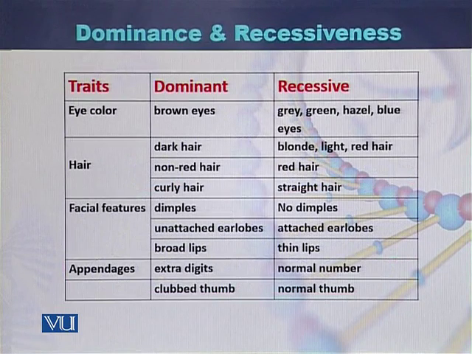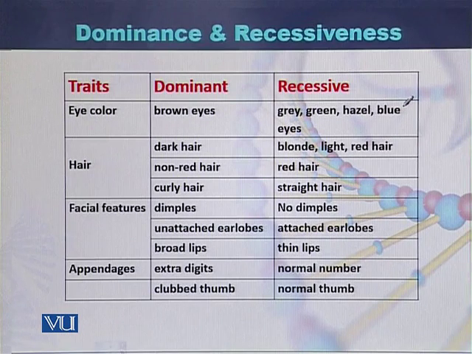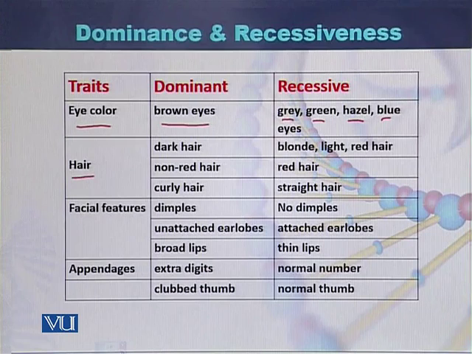So these are some of the most common traits that have been seen in humans, where we can see which trait is dominant and which trait is recessive. In case of eye color in humans, brown eyes are dominant over gray, green, hazel and blue. In case of hair in humans, dark hair is dominant over blonde, light and red hair. Non-red hair is dominant over red hair. Curly hair is dominant over straight hair.